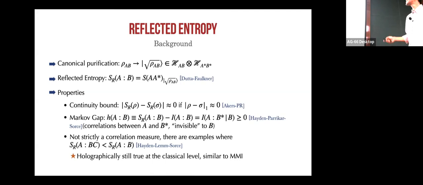Yeah. It's basically the difference between the mutual information of A with B star B and the mutual information of A with B star. So in a sense, you can think of it as how much of the entanglement between A and B star goes beyond. Yeah, exactly. I mean, if that helps.